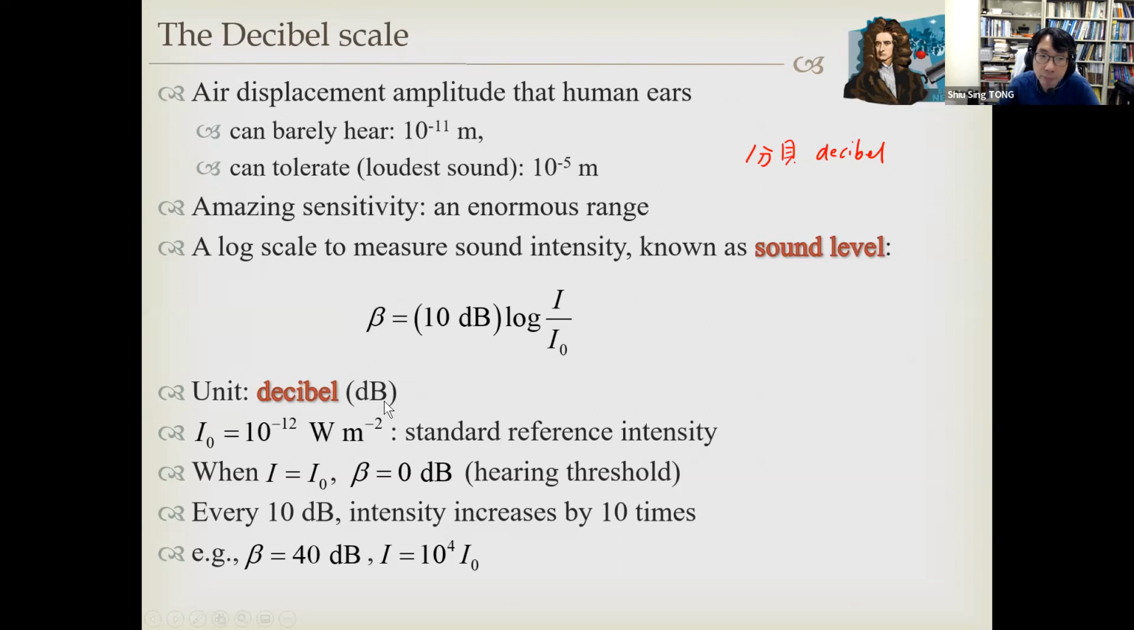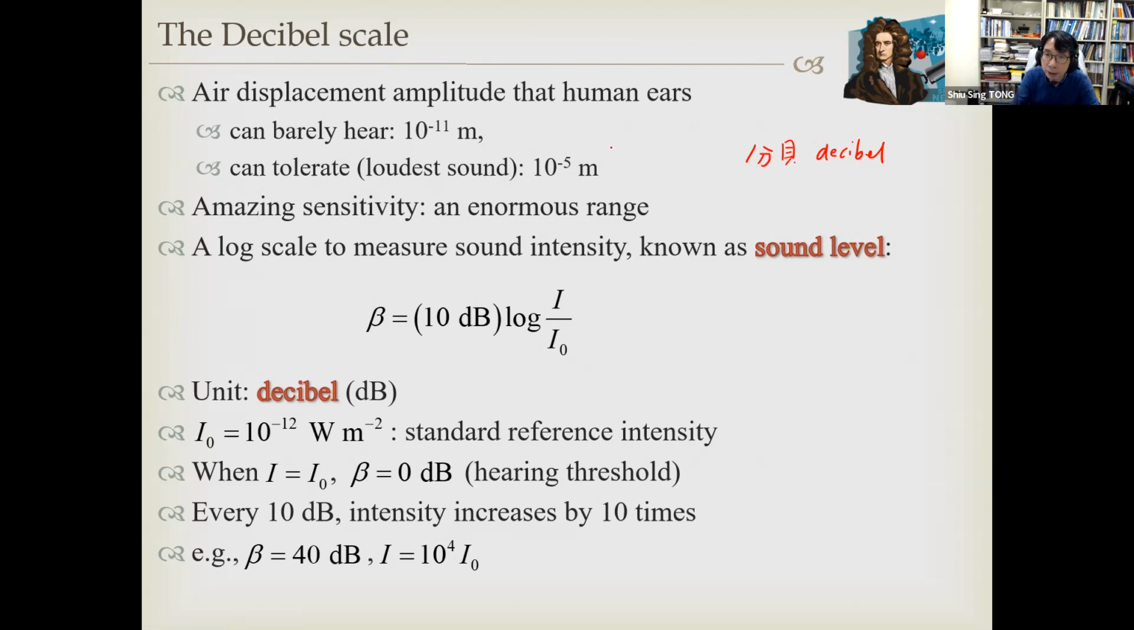Now you can see when I is equal to I naught, then beta is 0. The 0 value of beta means that this is your hearing threshold. Below this hearing threshold, you cannot hear anything. And every 10 decibel, the intensity increases by 10 times. Now, why is it so?